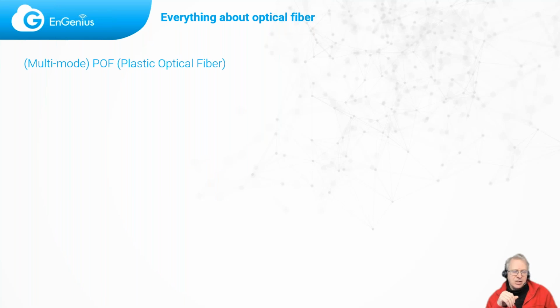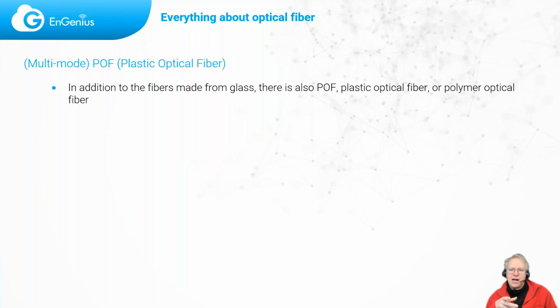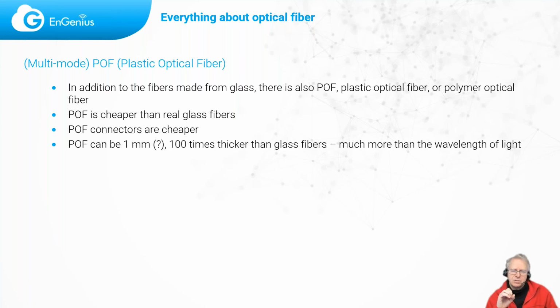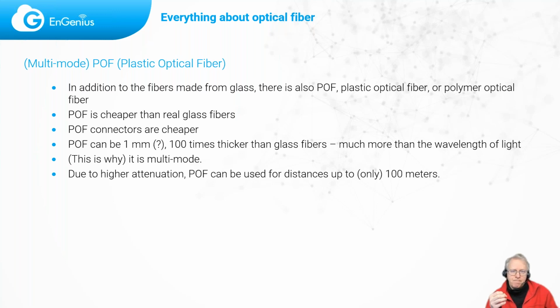There's another thing. I haven't seen it being very popular, but we also have plastic optical fibers, which should be cheaper. In that case, the fibers are not made of glass, but of some plastic polymer. This makes it much cheaper than real glass fibers. Also, the connectors are cheaper, and the fiber will be much thicker. So that's the reason it's also multimode. But plastic does not pass photons as well as glass does, so it will have more attenuation, and because of that, you can only use it for very short distances, maybe in small buildings or houses.